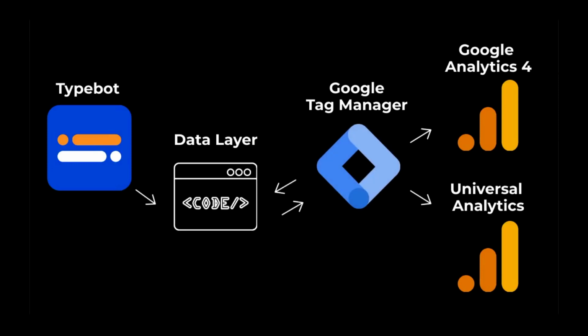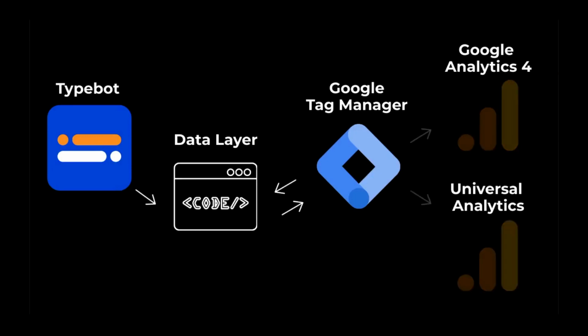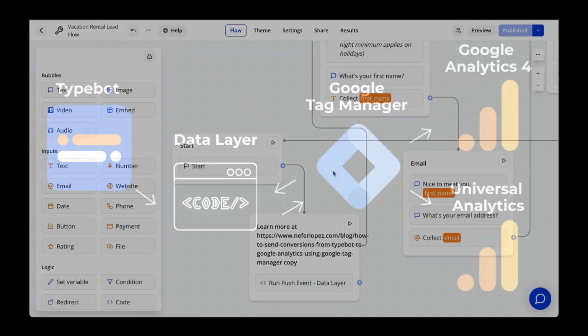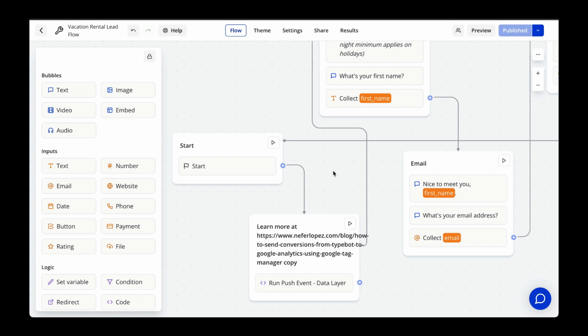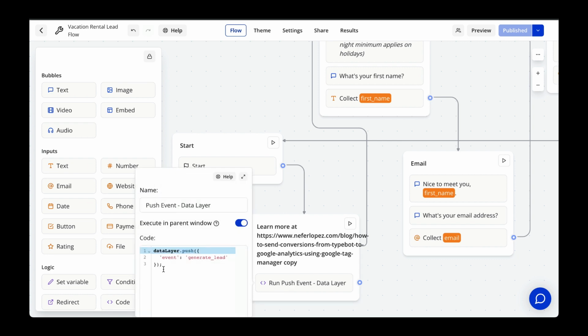The data layer is a place where you can store and retrieve data with Google Tag Manager. And once you have the data with Google Tag Manager, you can send it really easily to both Universal Analytics and Google Analytics 4. Luckily, Typebot makes this really easy because it has this code block down here. Create this new code block, and then once you're in it, copy and paste this code. This code snippet will send data to the data layer once it gets executed in the chatbot flow.